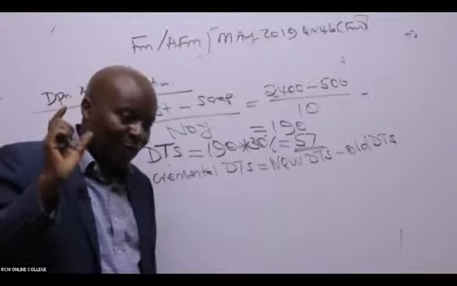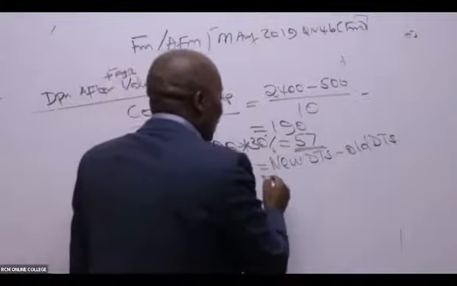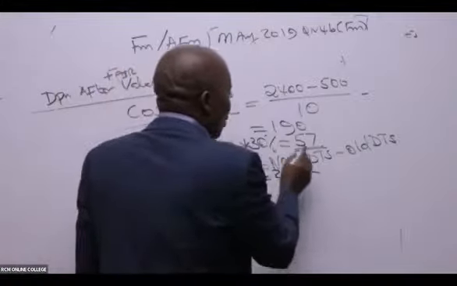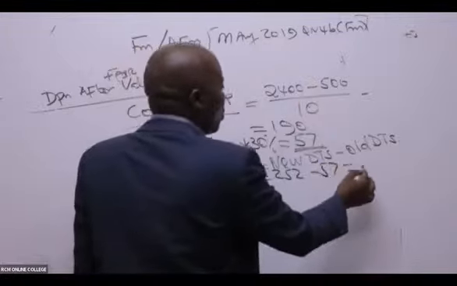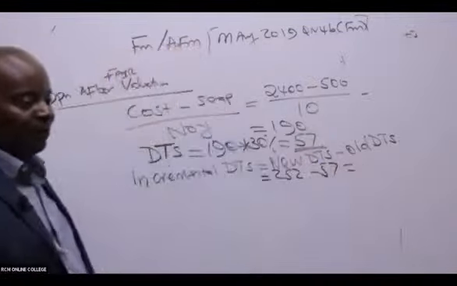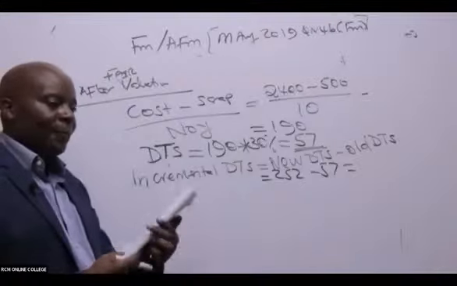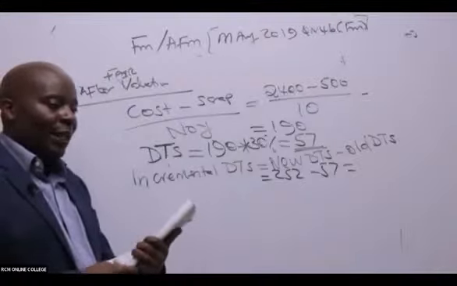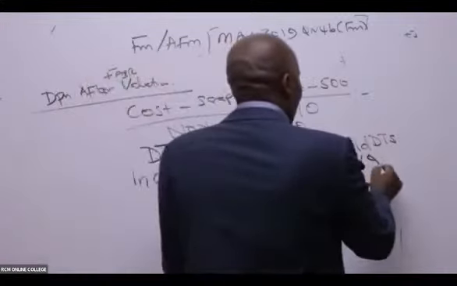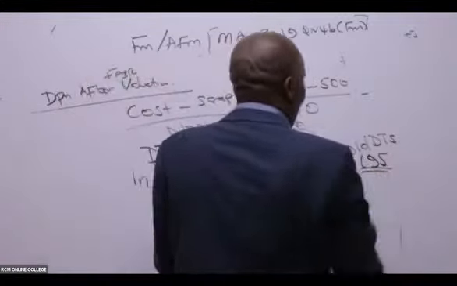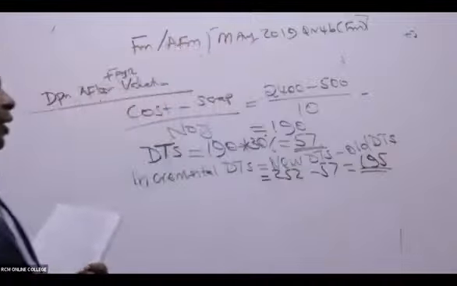Okay, great. 252 minus now the old. Remember, this is for the old machine, which was revalued, minus 57. So what figure am I able to get here? We have here 195.